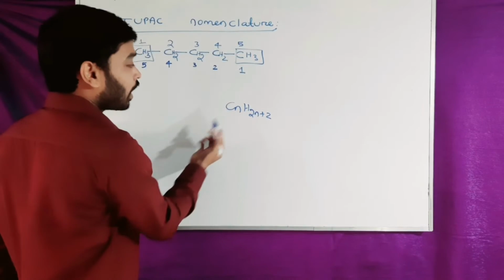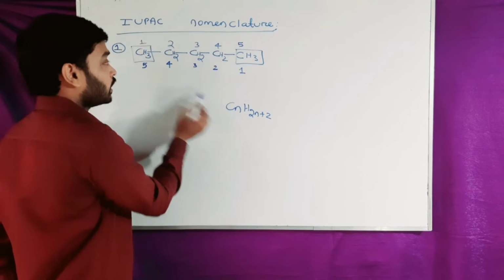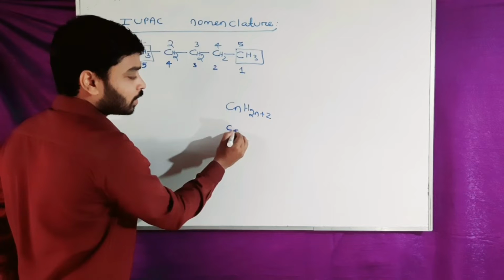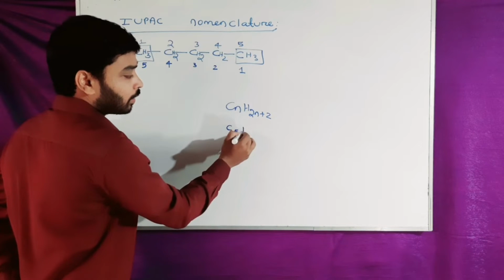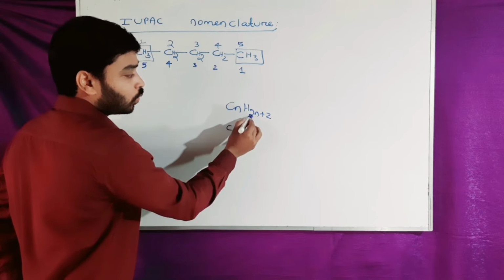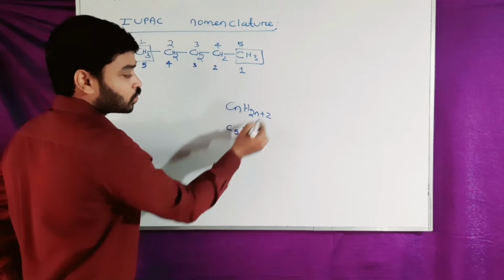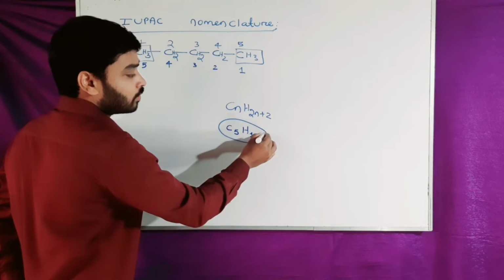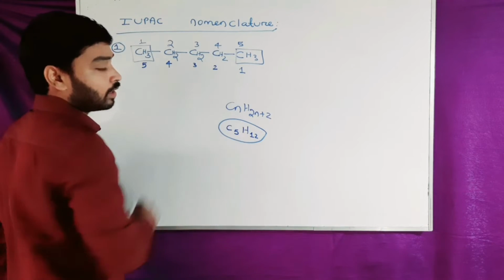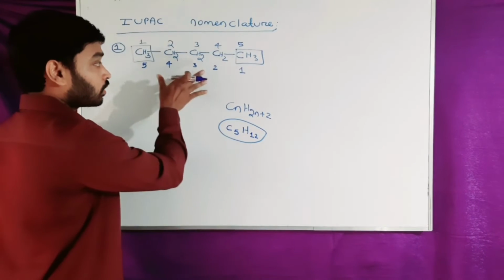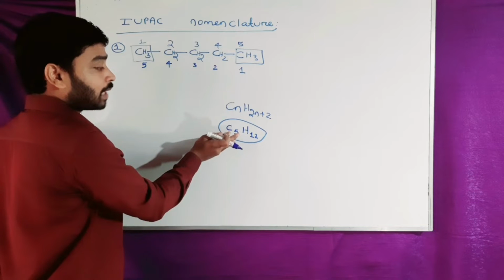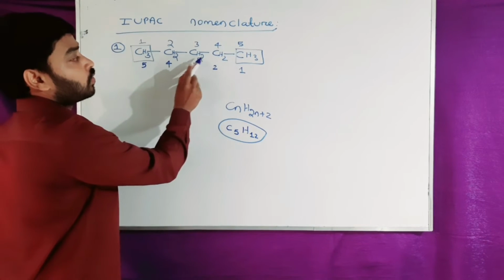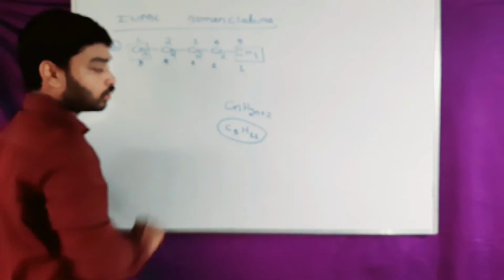So how can we check that? You know that here 1, 2, 3, 4, 5 carbons are present. So by putting 5 in n, we get 2 into 5, that is 10, plus 2 will be 12, and C5H12 is the formula for the alkane which contains 5 carbons. That means here hydrogen will be 3, 5, 7, 9, 12 and 12.